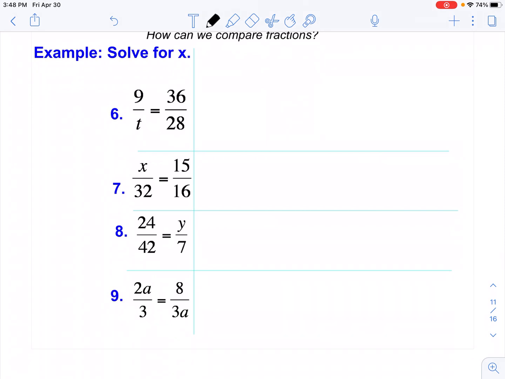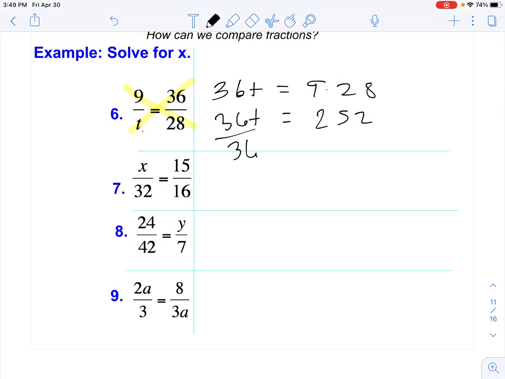In order to solve a proportion, we cross multiply. We set the cross products equal. 36t is equal to 9 times 28. So I'm going to do 9 times 28 on my calculator. I get 252. And then I'm going to divide both sides by 36. I get t equals 7.